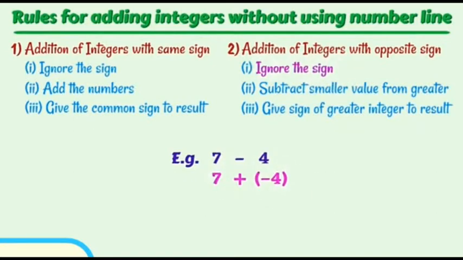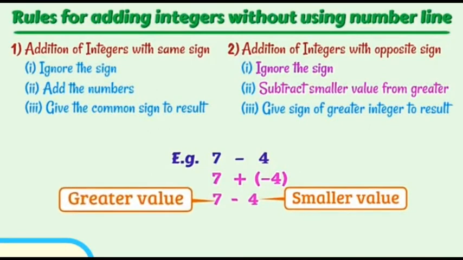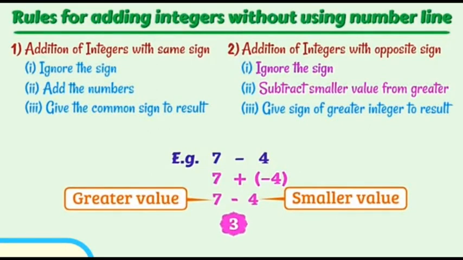To add 7 and minus 4, consider these numbers without sign. Subtract smaller value from greater value, it gives 3. Give sign of greater number, that is plus to the answer. So the answer is plus 3 or simply 3.